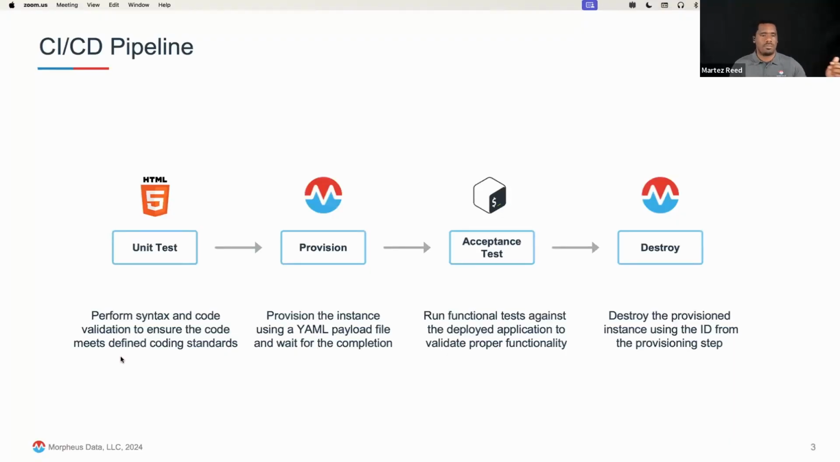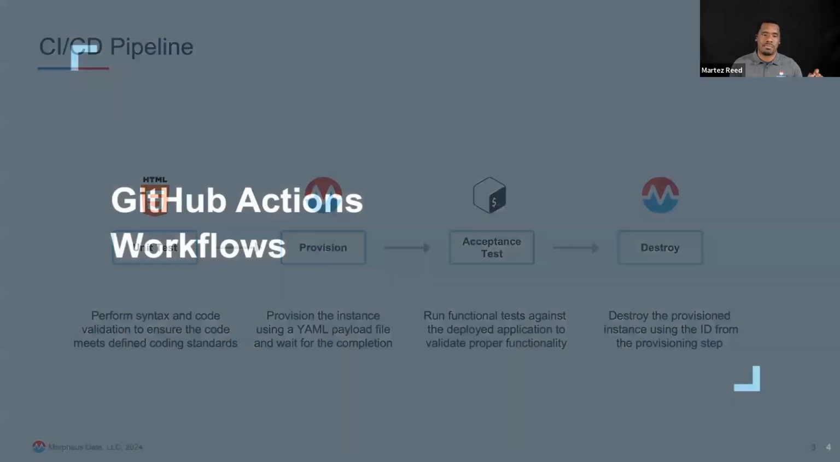So as I said, there would have been a unit testing stage or phase, potentially some build phases or pushing artifacts to something like Artifactory. Then we went to provision the environment. We utilized the YAML payload to define what our instance looked like. We ran through some very basic acceptance testing to ensure that the web page was up and functional. And then we destroyed the instance once that particular test was completed to ensure that the environment was clean and pristine after our CI/CD pipeline ran. So that walks through integrating with GitHub Actions from a CI/CD pipeline perspective.